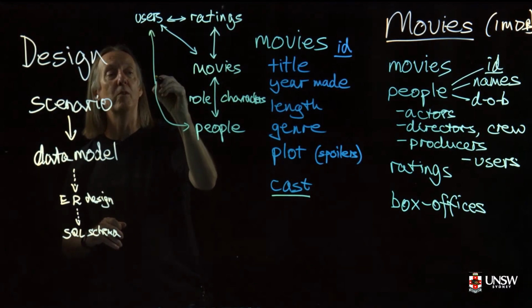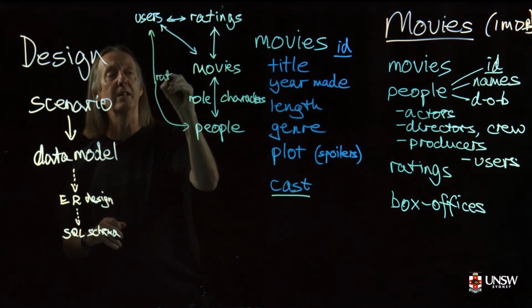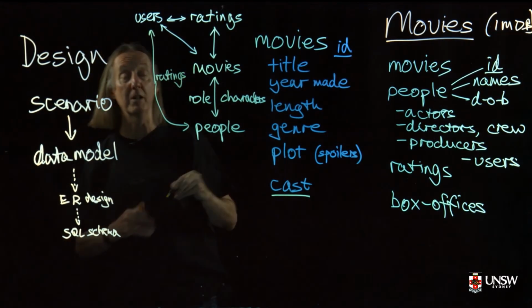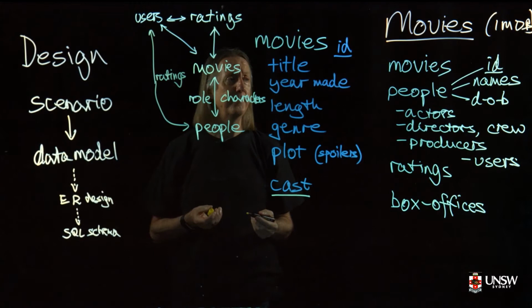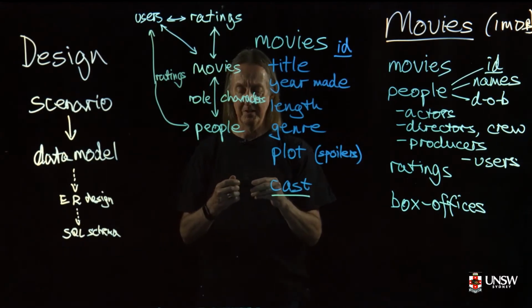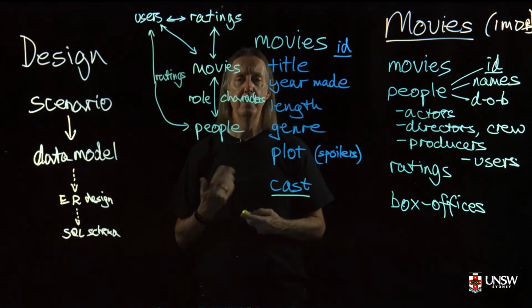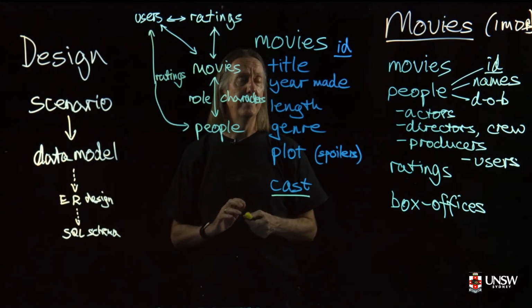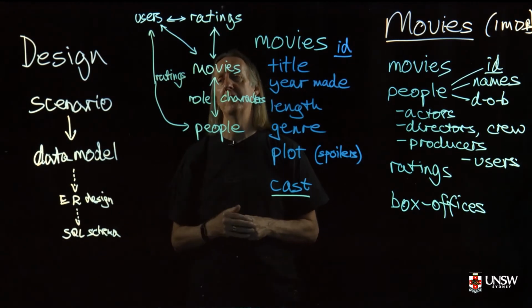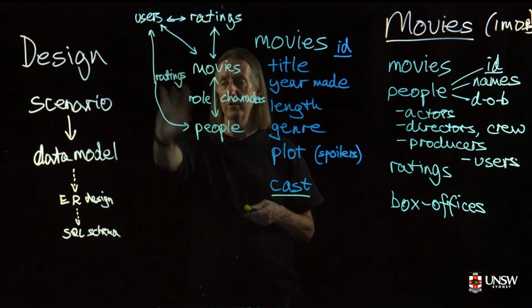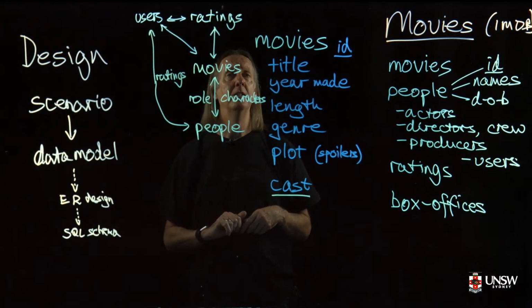Now, whether all of these things are relevant really depends on the ultimate requirements of the system. So at some point you need to go back and consult the person or people who asked you to build the system and find out, do we care about users rating actors and things like that? And if we don't, then we can just ignore that.